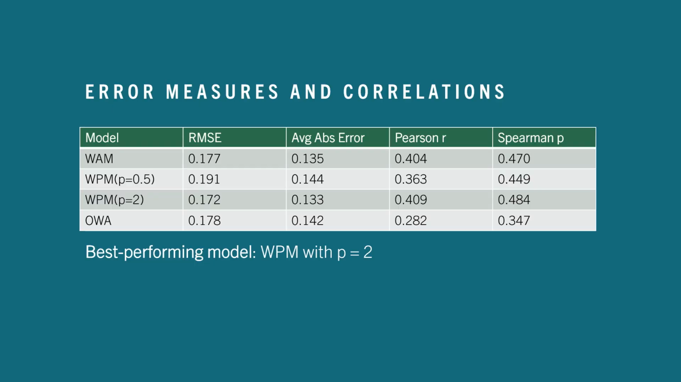Then error measures and correlations. Among the models, WPM with P equal to 2 outperformed the rest. It had the lowest errors and highest correlation with true quality values, making it our best choice.